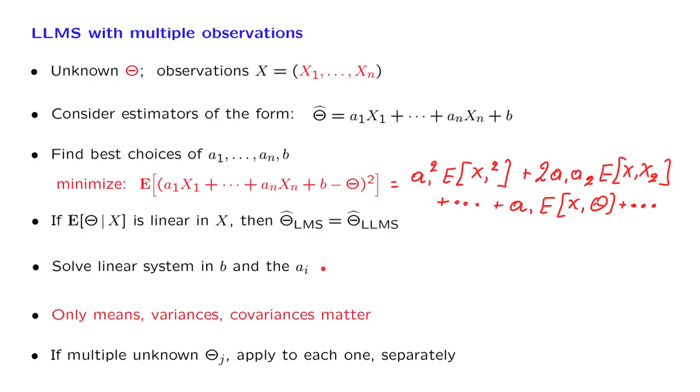Let's start with the expected value of x. Since we know the conditional expectation of x, we can use the law of iterated expectations. The unconditional expectation is the expected value of the conditional expectation, which is n times theta. And since the mean of theta is 1/2, we obtain n over 2.